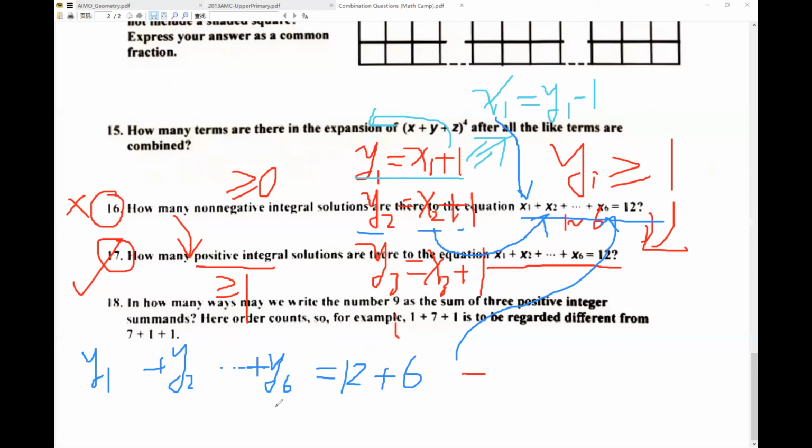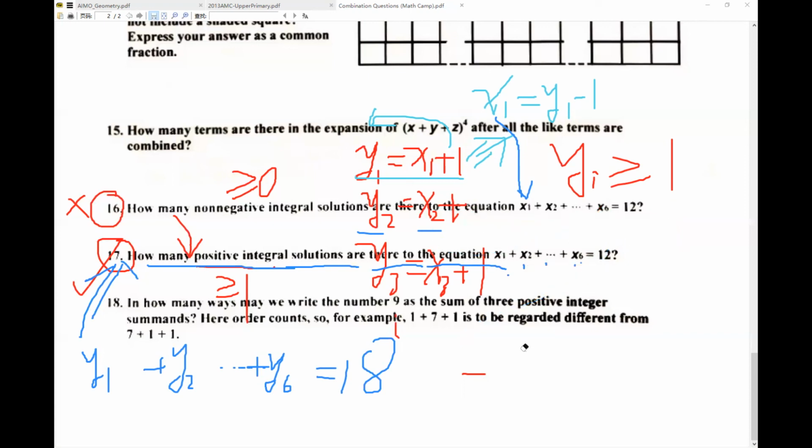Okay. Now we have a new question, right? The new question is, so this one, 12 plus 6 is 18. That's the easy one. So the new question is the same as 17: how many positive integer solutions are there to the equation y1 plus y2 until y6 equals 18? So I change the question into 18. That's the only difference.